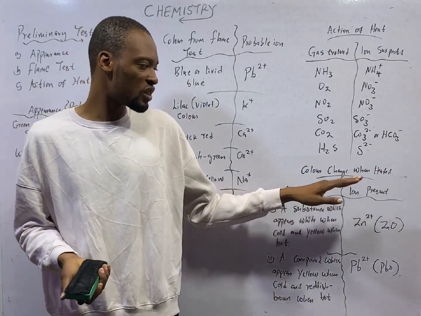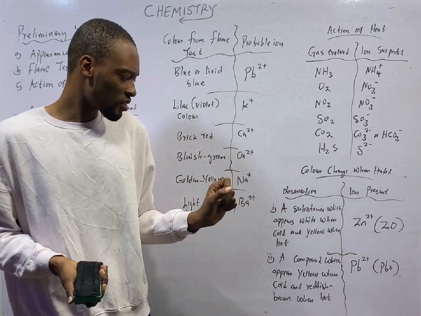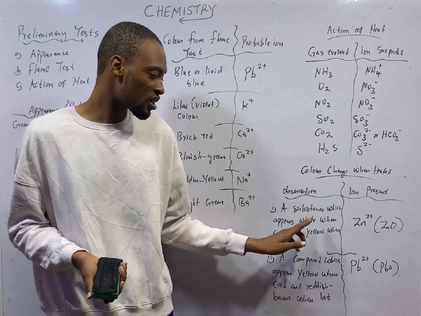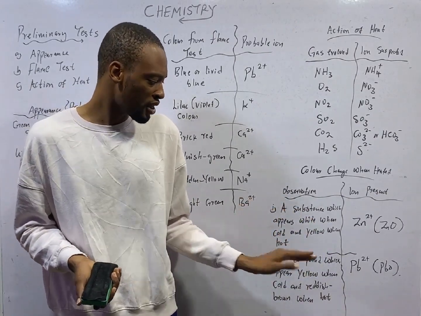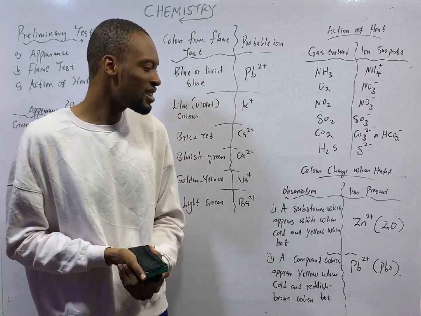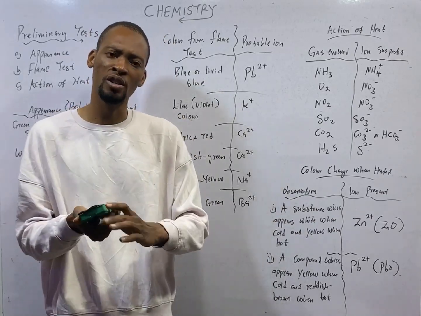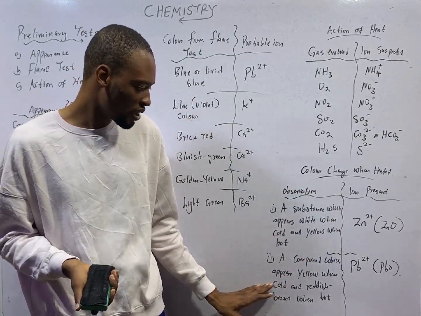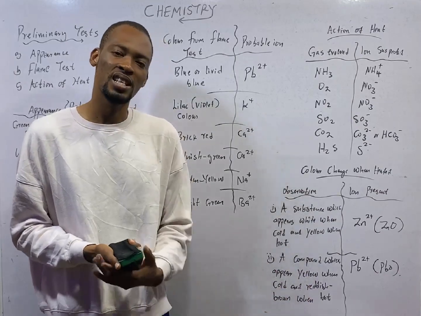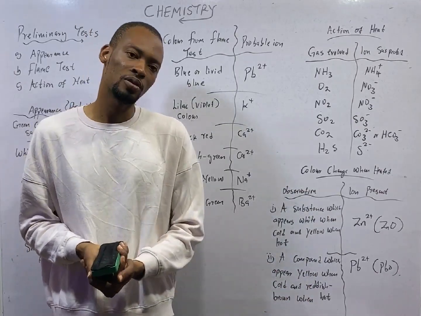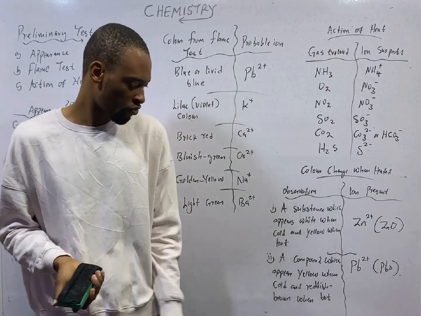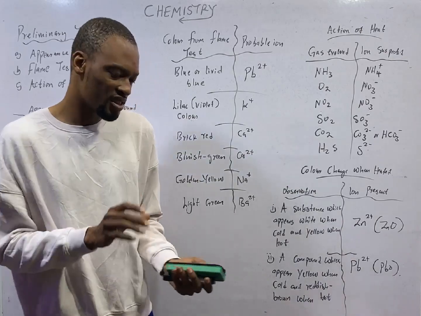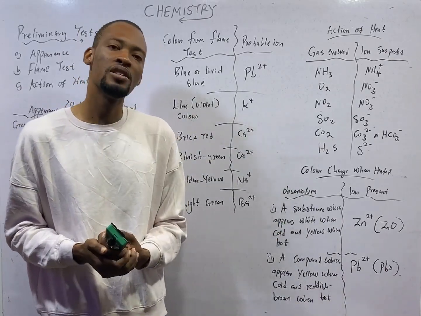And this is color change when heated. When a substance which appears white when cooled becomes yellow when hot, we are suspecting zinc ion, and we are suspecting the compound to be zinc oxide. A compound which appears yellow when cooled and reddish brown when hot is likely going to be lead ion, PbO, lead oxide. There is presence of Pb2+.